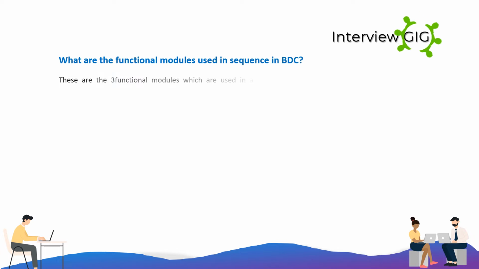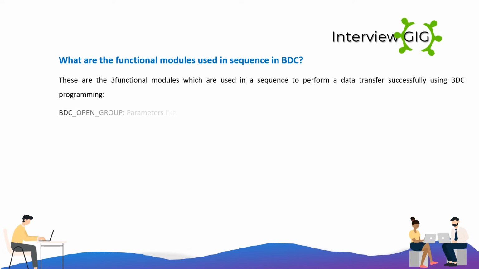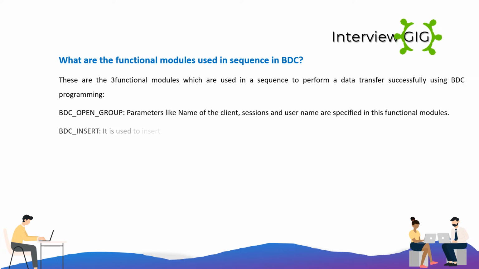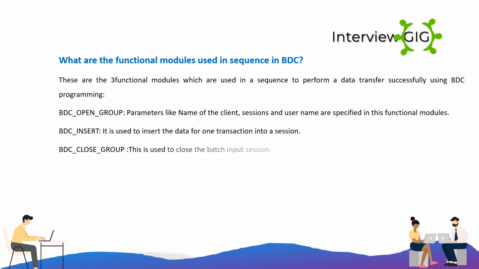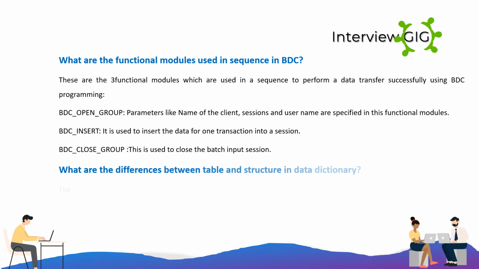What are the functional modules used in sequence in BDC? These are the three functional modules which are used in a sequence to perform a data transfer successfully using BDC programming. BDC_OPEN_GROUP: parameters like name of the client, session and username are specified in this functional module. BDC_INSERT: it is used to insert the data for one transaction into a session. BDC_CLOSE_GROUP: this is used to close the batch input session.